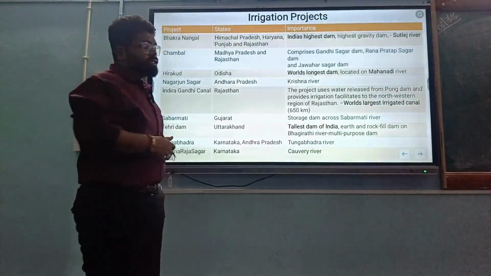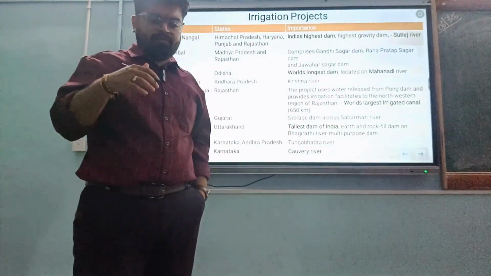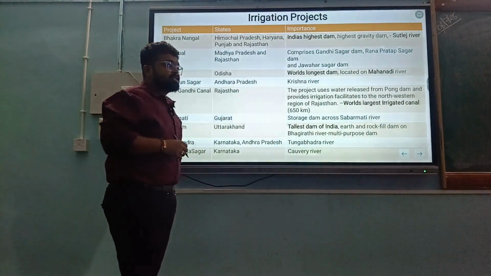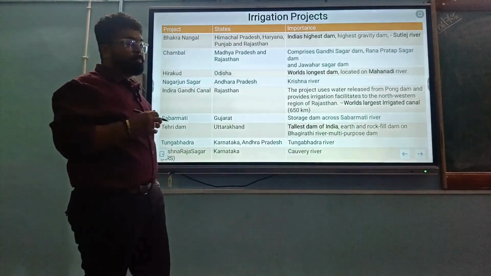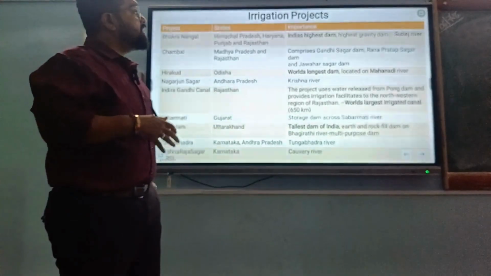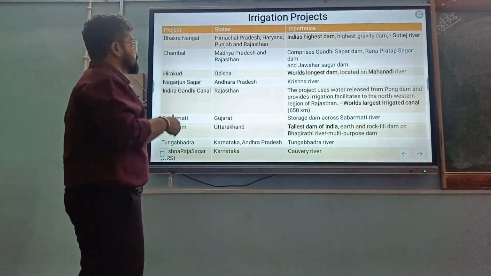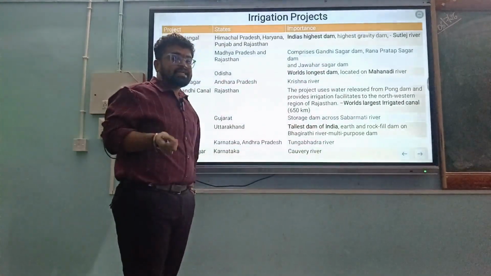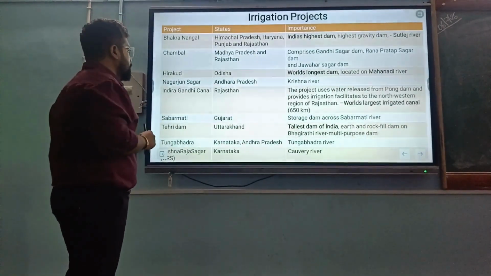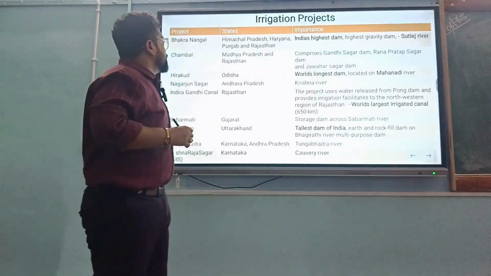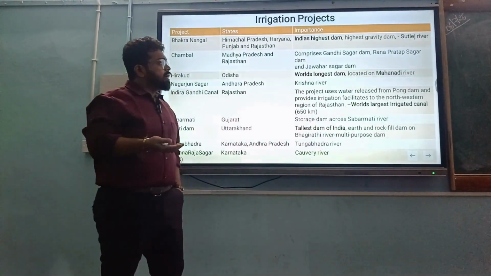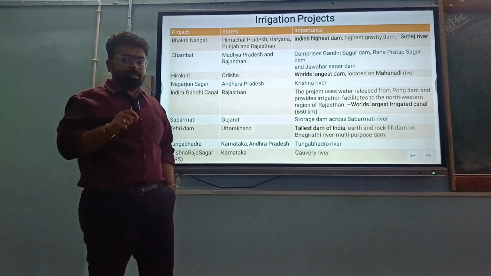Irrigation projects, if you see here, are the major irrigation projects of India. The first is the Bhakra Nangal irrigation project, which covers the states of Himachal Pradesh, Haryana, Punjab, and Rajasthan. India's highest gravity dam, which is on the Sutlej River, is the Bhakra Nangal Dam. Remember this from a competitive point of view. The next project is present in Madhya Pradesh and Rajasthan. It comprises the Gandhi Sagar Dam, Rana Pratap Sagar Dam, and Jawahar Sagar Dam.